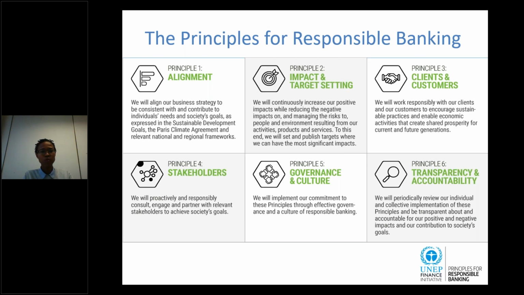We will be reporting on our progress, and when you become signatories, the first report on your progress needs to be presented in 18 months, and then yearly in the same document where you report all your economic, social, and environmental activities. So this is principle number 6.